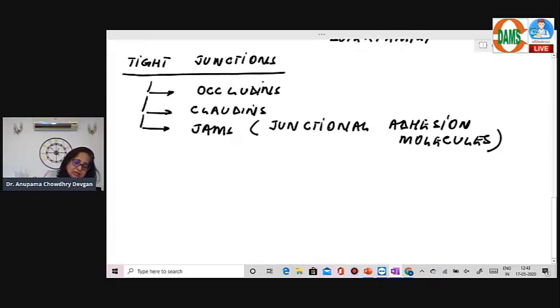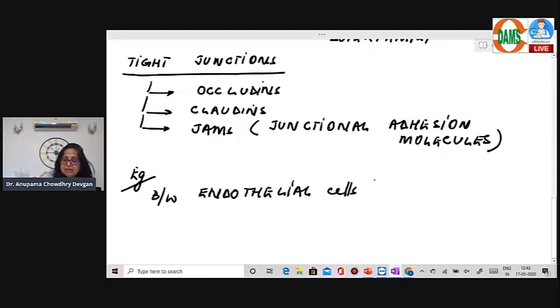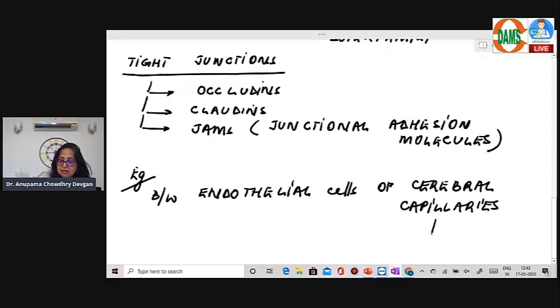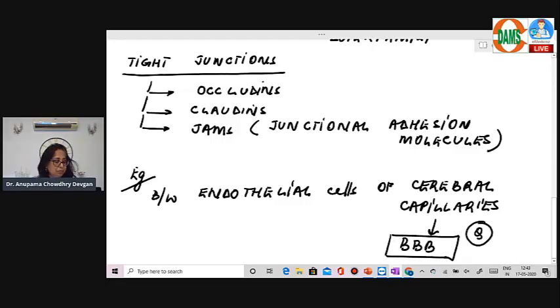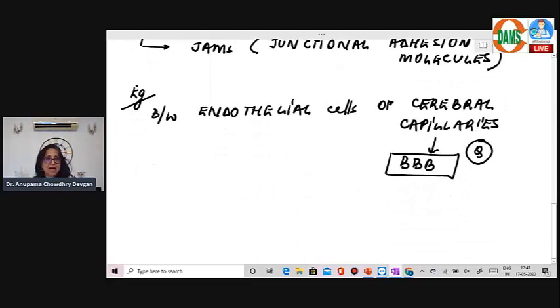And where do you see tight junctions? The examples of tight junctions are between the endothelial cells of cerebral capillaries. And these tight junctions between the endothelial cells of cerebral capillaries are responsible for the blood-brain barrier. And this has been asked as a question: is the blood-brain barrier formed by astrocytes or by these tight junctions between the cells?